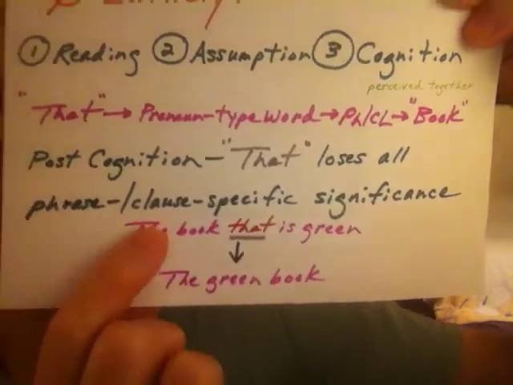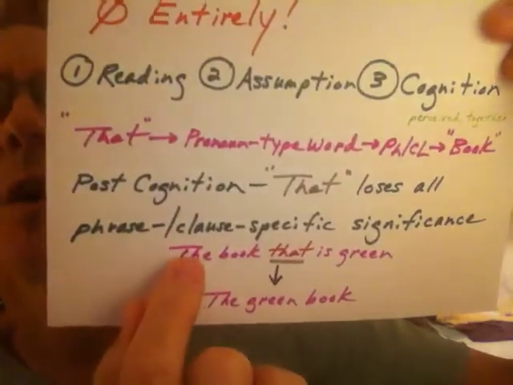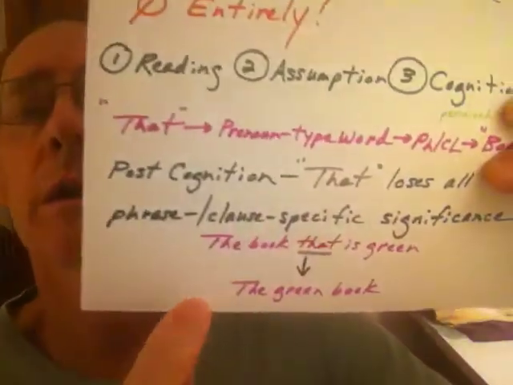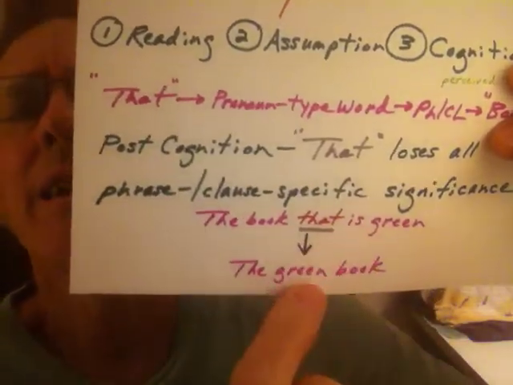Because why? You saw this, you looked at it, you saw the book that is green, but the mind almost immediately switches over and thinks of it as the green book. When you read, it's lightning fast. I think it's faster than the speed of thought. Probably the speed of knowing is a little bit faster than the speed of reading. But the point is, your mind goes from the book that is green to seeing the green book. You see? The so-called relative pronoun is now relegated. It's poof, it's gone.